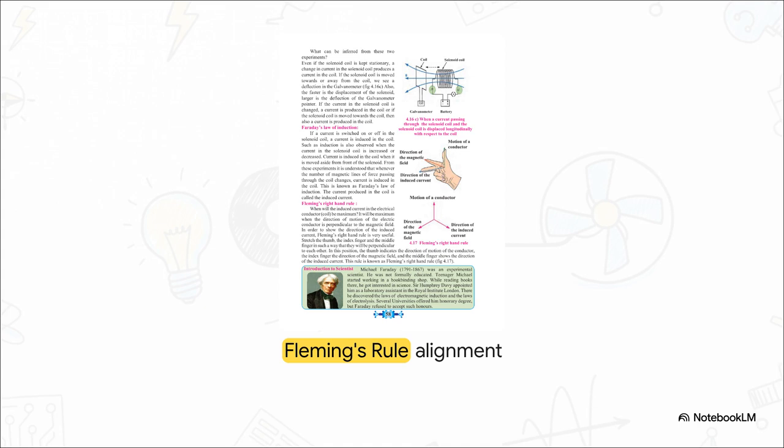Stretch out your right hand right now. Point your thumb, your index finger, and your middle finger so they're all at straight right angles to each other. Got it? Now think of it like this. The thumb stands for the motion of the conductor. The index finger points in the direction of the magnetic field. When you line those two up, your middle finger automatically points out the direction of your induced current. This brilliant little shortcut is known as Fleming's right-hand rule.